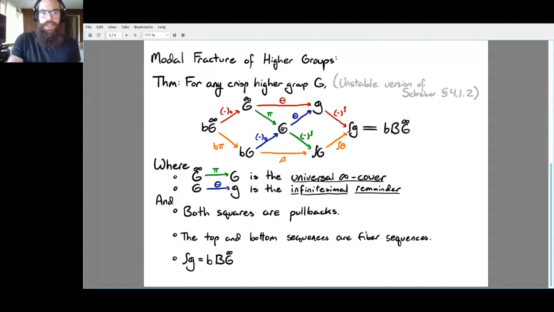So if G can be further de-looped, not just once, but multiple times, and I'll do a refresher on what these terms mean in a second, then we can continue the hexagon and we get this sort of interlocking series of fiber sequences.